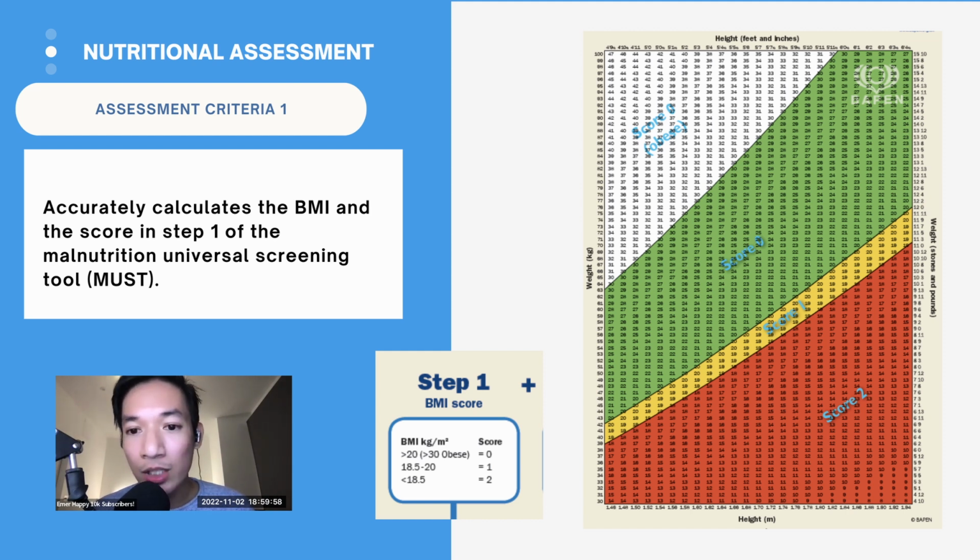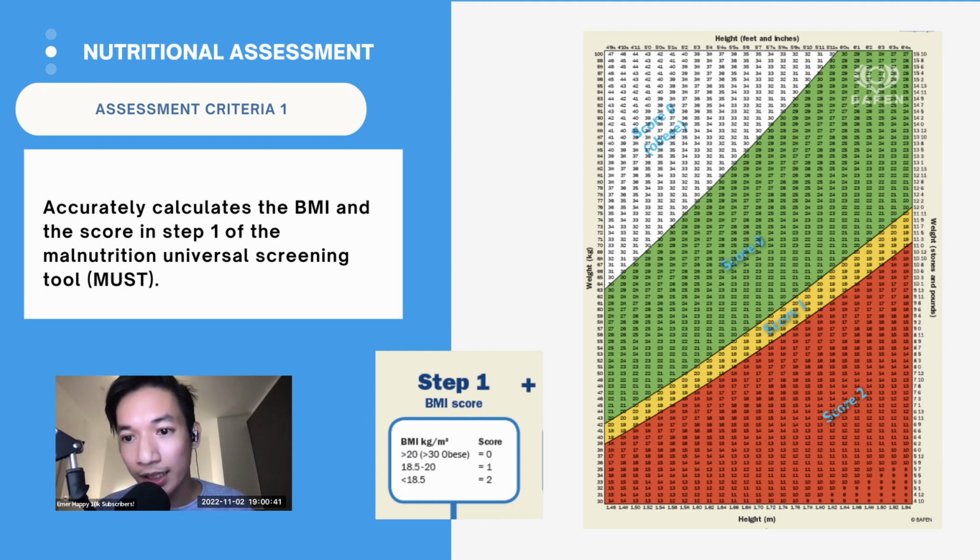And you don't need the actual BMI. What you need is the BMI score. Again, you need to check, of course, the BMI, but what you actually need on the examination is the BMI score. As you can see on your screen at the bottom left, if the BMI of the patient is more than 20, which includes more than 30, which is obese, the patient will score 0. If the BMI is 18.5 to 20, the patient will score 1. And if the patient scored 18.5 and below, the patient will score 2. As you can see on your screen, there are scores.